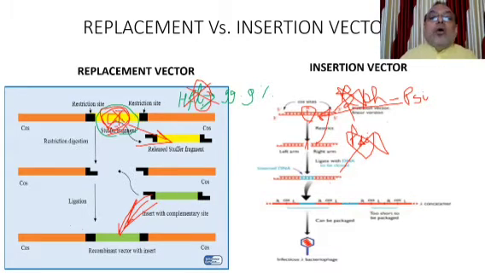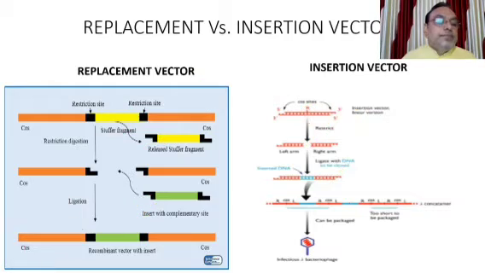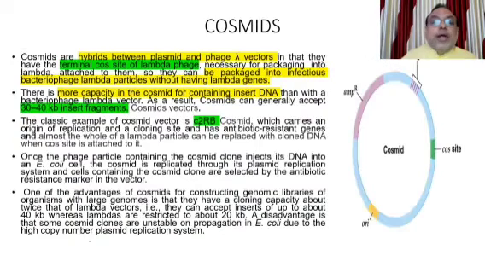So that is how we can identify a cell which has the new genetic marker inside it. So in these two types of vector, the replacement vector as well as the insertion vector, the selectable markers can be employed in different ways that we have seen. Now the next slide. It's cosmid. Cosmid has cos site.